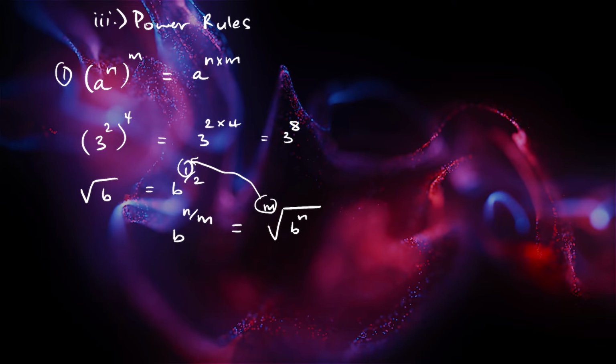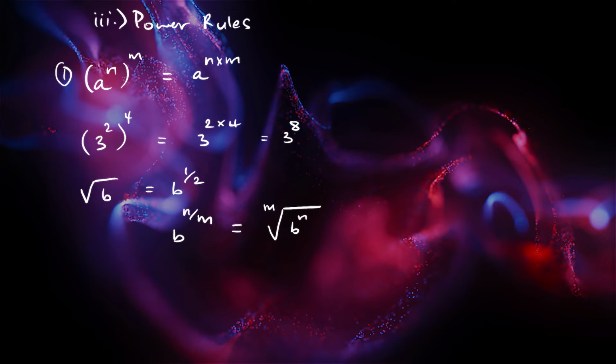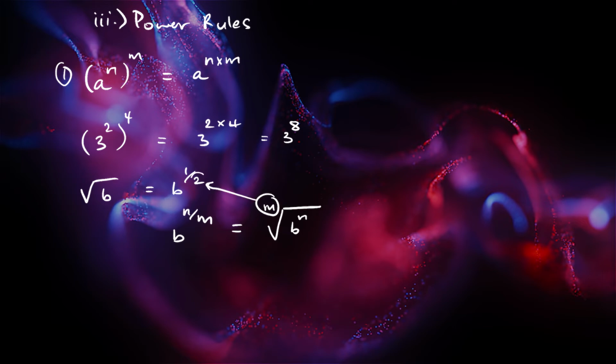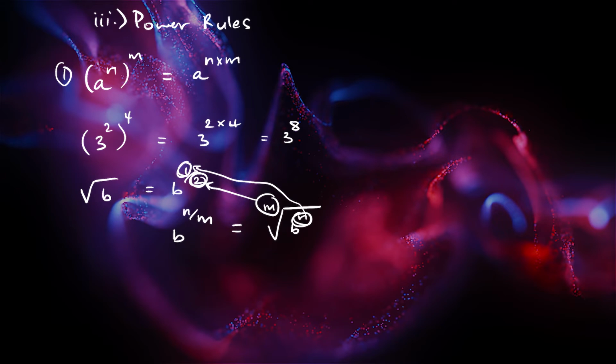sorry, my mistake. m in this case is the same as 2, so the denominator, and n here is the same as the top power. So let's do another example since I mucked that up a bit. Let's change this into root form. Let's do x raised to the power of 7 over 9. Let's write this in root form.